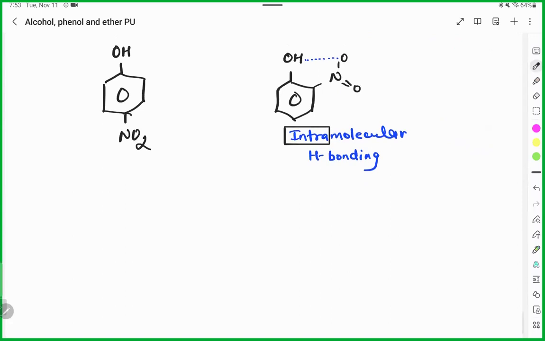For example, here you have this para product. This para product will react with the ortho OH of another molecule. So if you take OH here, this is para NO2. What will happen in this situation? Hydrogen bonding is happening between different molecules. You call this intermolecular hydrogen bonding.